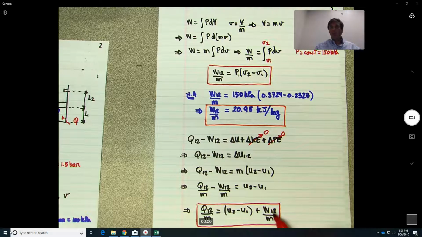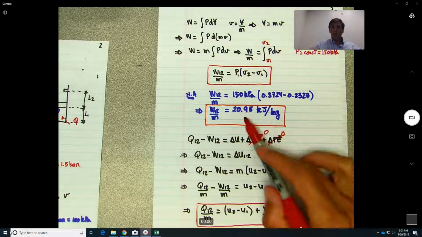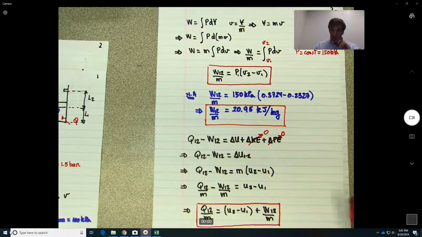In this equation we know the work term, which is equal to 20.95. So we need to find what U2 and U1 are. I think I'm going to do that in a different video so that this video is not too long. So please, after this video, look at part 2.